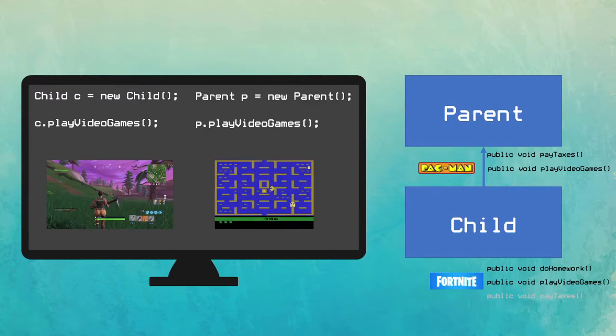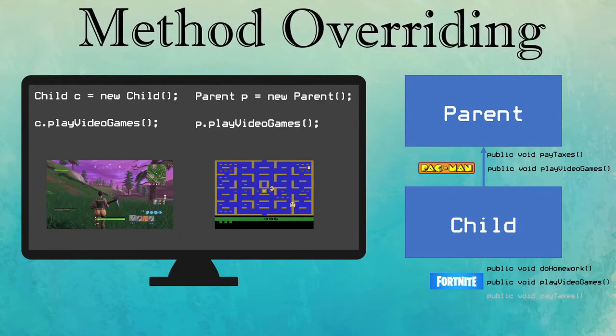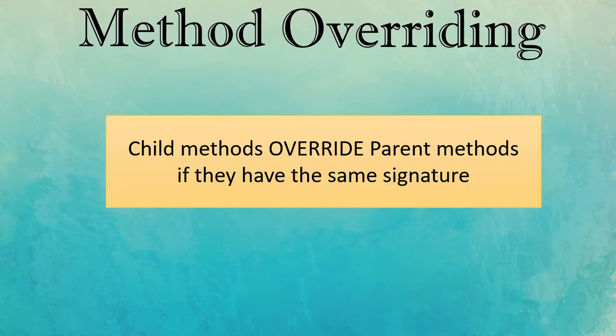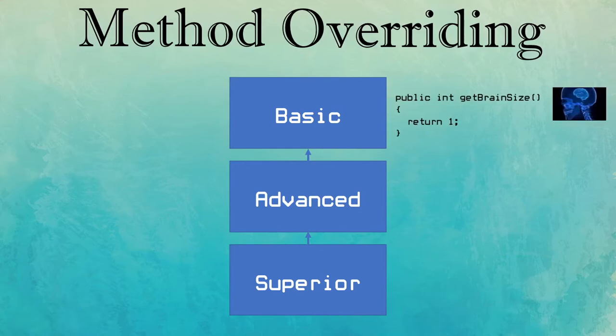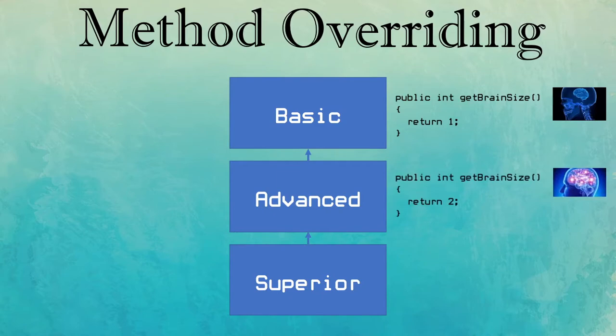When a child class defines a method with the same signature as its parent, it is called method overriding. Child methods override parent methods if they have the same signature. When you invoke an overridden method, the most specific class's method is used. Let's say all three classes in this class hierarchy defined the method getBrainSize. Each class will define the method differently. The basic class version returns 1. The advanced class version returns 2. And the superior class version returns 9001.